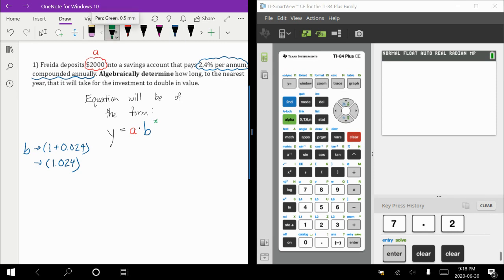We want to algebraically determine how long. So that would be the x, that would be the time in years, to the nearest year, that it will take for the investment to double in value. So if we started with $2,000, twice that would be our final value of $4,000, because it's 2 times the $2,000.